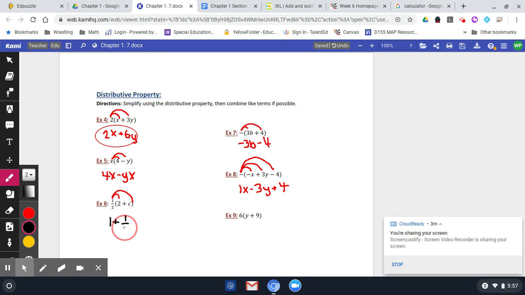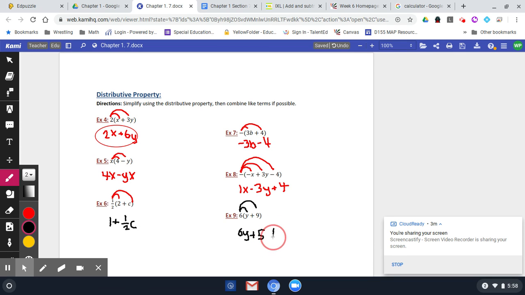All right, last one. Last problem here. We're going to take this 6 times the y to get 6y. And we are not done. If we multiply to one term, we have to multiply to both. Then we're going to do 6 times 9, which again, if you need to use your calculator, you can. But that is going to be 54.